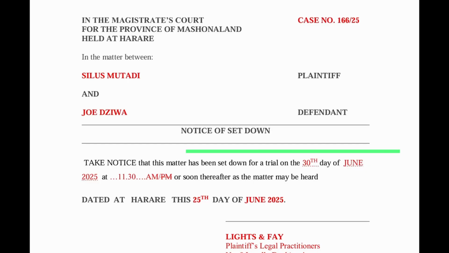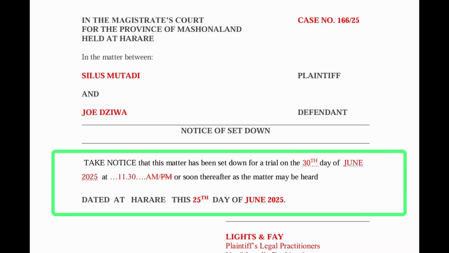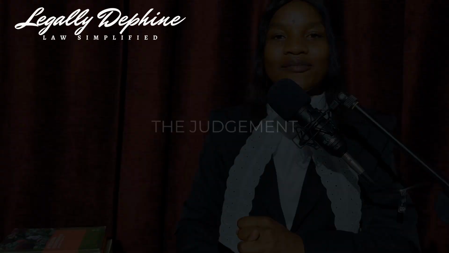This is the notice of set down from our sample case. The matter was set down for trial on the 30th of June 2025 at 11:30 a.m. The important point to note here is that the burden of proof is on the plaintiff. So in order to succeed, the plaintiff must prove his or her case on the balance of probabilities.